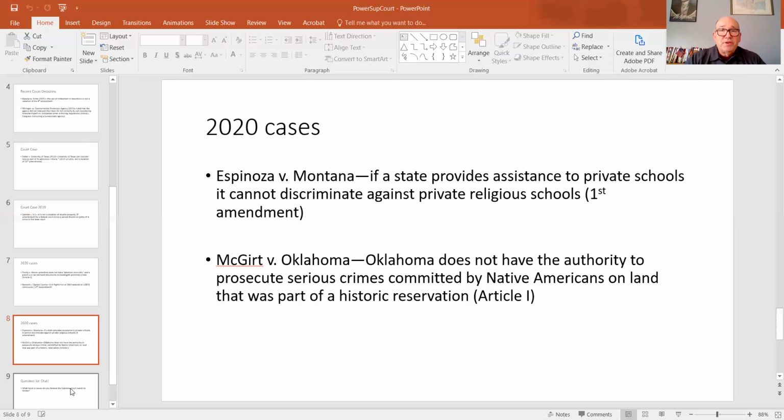And then probably a case I would think many of you here are familiar with, McGirt v. Oklahoma, a landmark case. And it is having an impact here in eastern Oklahoma. Oklahoma does not have the authority to prosecute serious crimes committed by Native Americans on land that was part of a historic reservation. And this is again coming up with Article 1. Congress negotiates with American Indian tribes. I think they're referred to as Indian tribes.